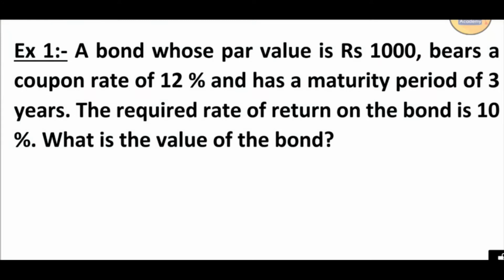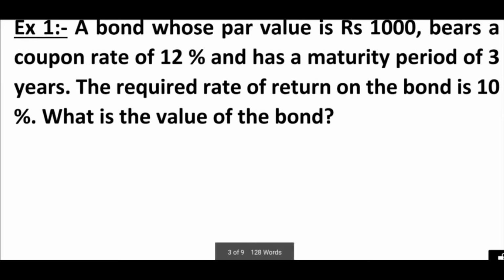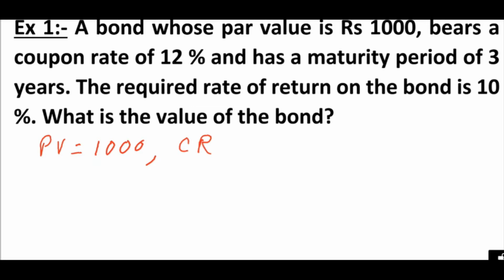First of all, I'll write the values they have given here. The par value of the bond is 1000 rupees. The coupon rate is 12%. What is the meaning of 12%? It means every year you'll be getting interest of 120 rupees, that is, 12% of 1000 rupees. If you take 12% of 1000 rupees, you get 120 rupees. That means the company from which you purchased this bond will pay you interest of 120 rupees per year.